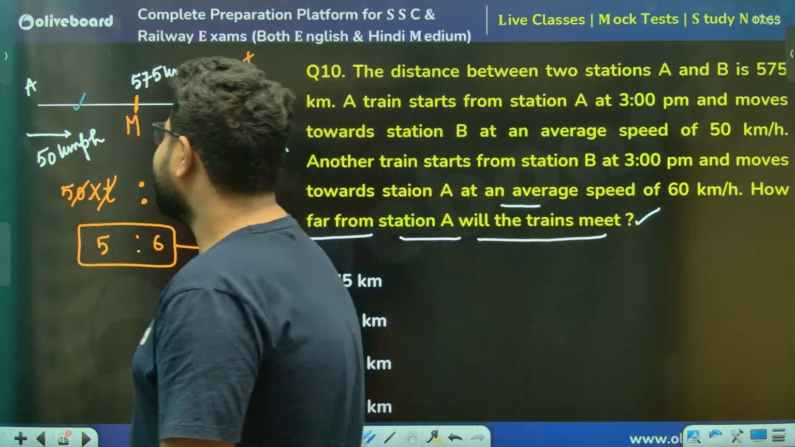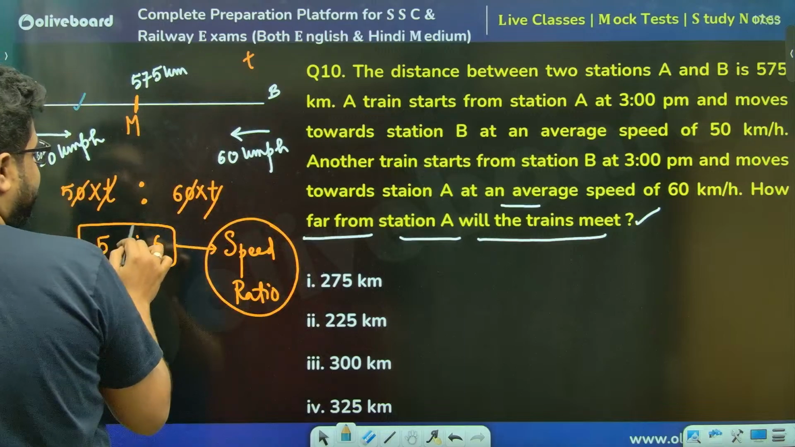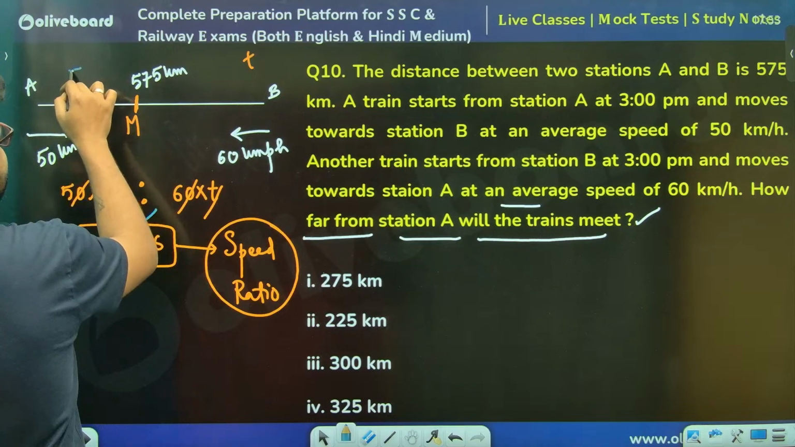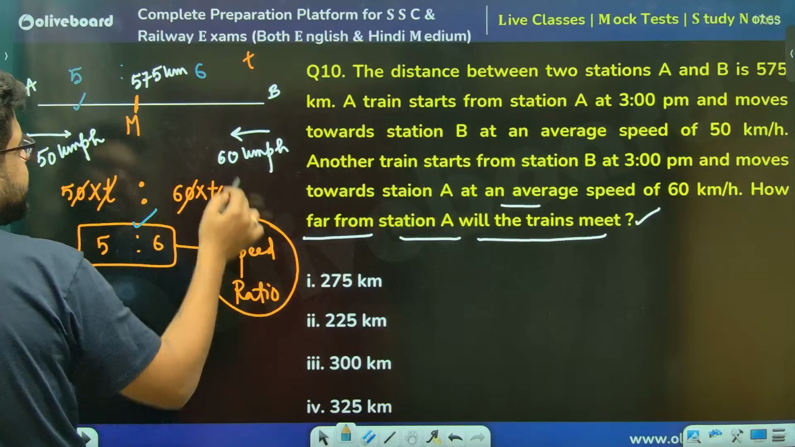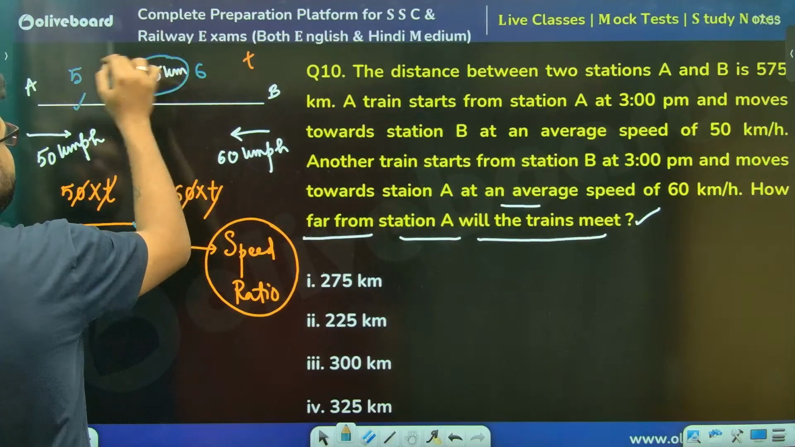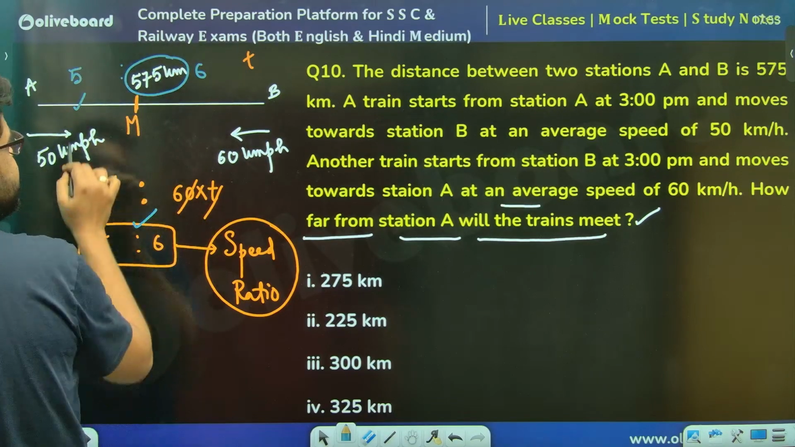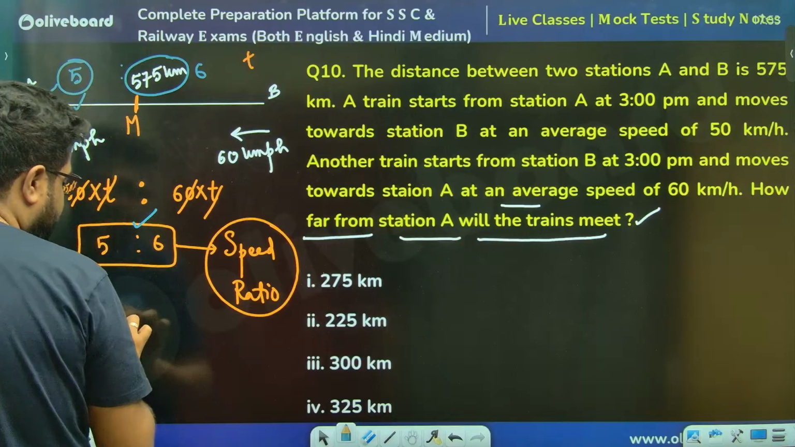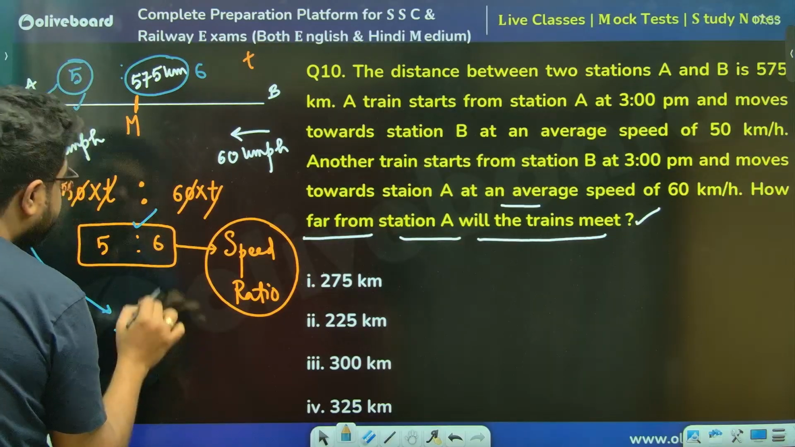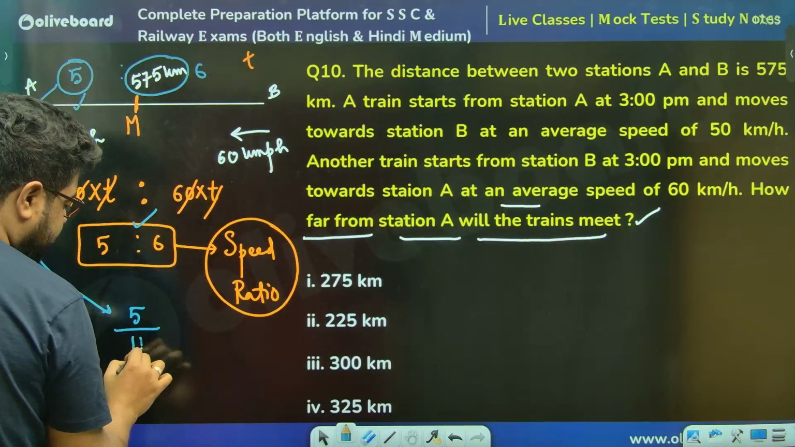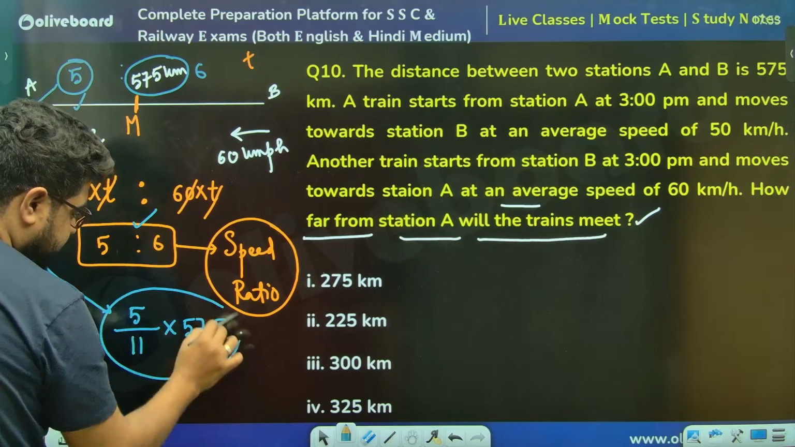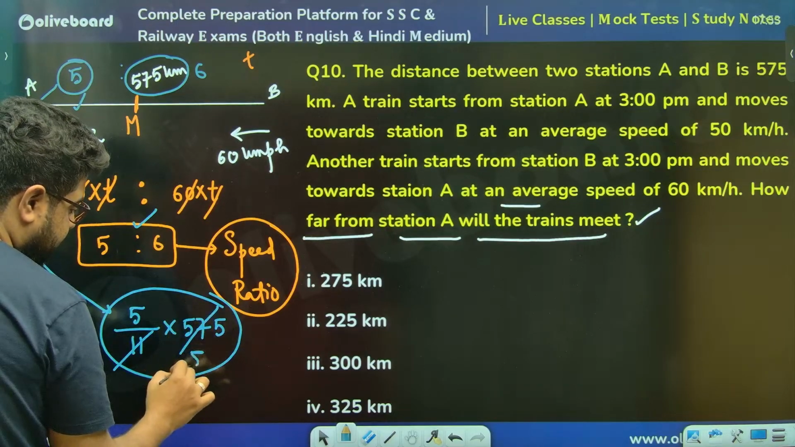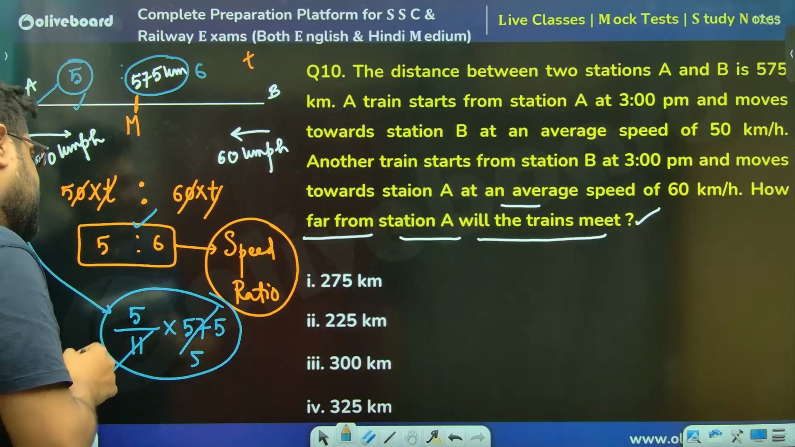What will it be, sir? The speed ratio we know is 5:6. This distance ratio will also be 5:6. So 575 kilometers, you divide this in the ratio 5:6. So what will the value of the 5 parts be? 5 by 5 plus 6, total 11 parts of 575. This is a one-line answer. 11 5s are 55. Is it not working?